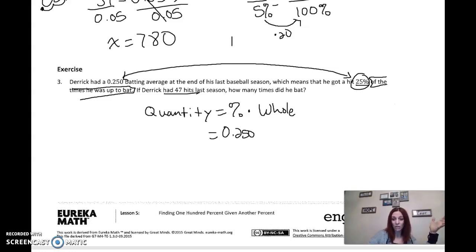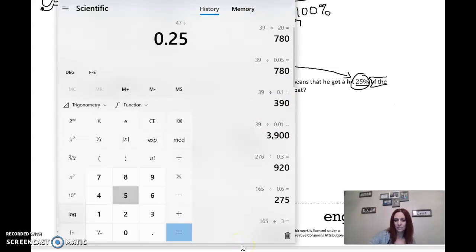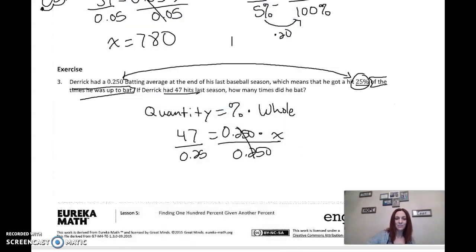Now, he had 47 hits. Is that his whole, his total number of times at bat, or is it the part, the quantity? Well, that's not the number of times he was at bat. He was at bat more. So I'll put 47 in here, times x, or B. We solve this just like we have been. I'm going to divide both sides by our batting average, 0.250, and we get 188. So x equals 188. Let's make sure we're answering the question being asked. If he had 47 hits last season, how many times was he at bat? He was at bat 188 times.